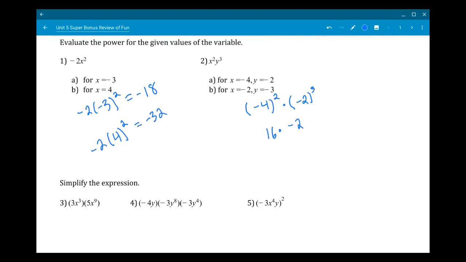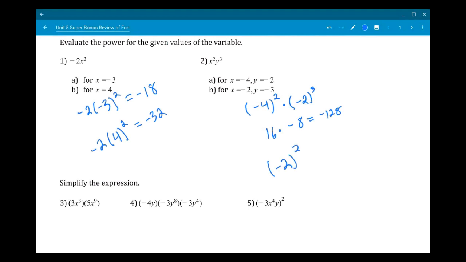Oops, I wrote -2. Not helpful. Should be -8. And then you'll be multiplying those together, and you will get -128 for A.